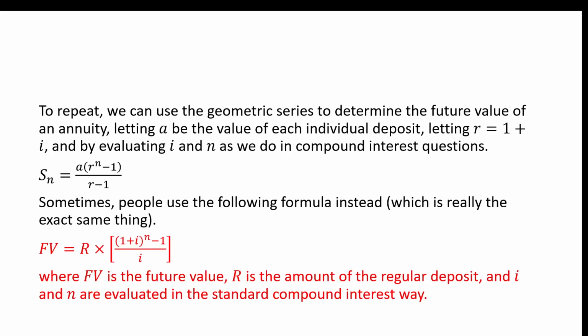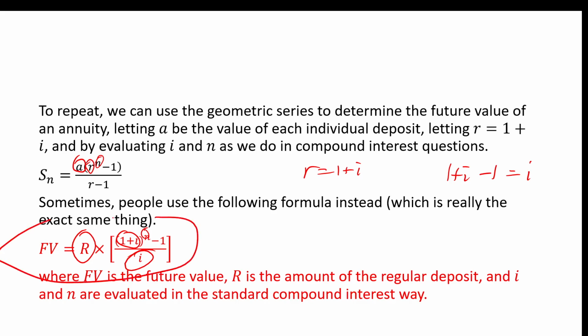So to repeat, we can use the geometric series to determine the future value of an annuity by letting A be the value of each individual deposit, R equals 1 plus i, evaluating i and n as we do with compound interest questions. And what we can do instead is say A is equal to the regular payment, R is equal to 1 plus i, n is n, and subtracting 1 stays the same. And since R is always equal to 1 plus i, our denominator of R minus 1 will be 1 plus i minus 1, which will just be i.